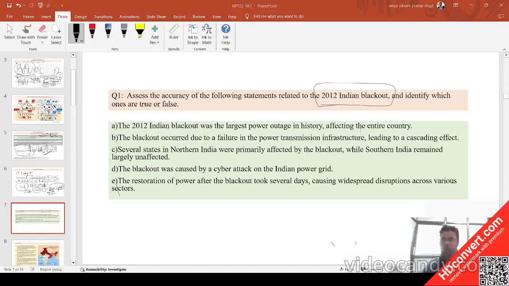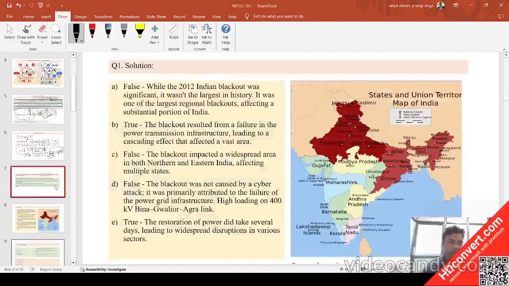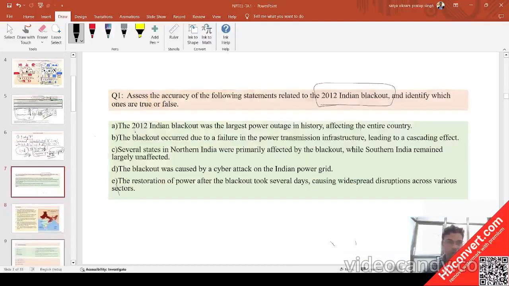Supradeep Ghosh Hajra, thank you for your answer. ABC. Let's go to the answer part. The first statement is that the 2012 Indian blackout was the largest power outage. The answer given by the students is that A, B, C are true. Okay. The 2012 Indian blackout was the largest power outage in history, affecting the entire country. This is the catch.